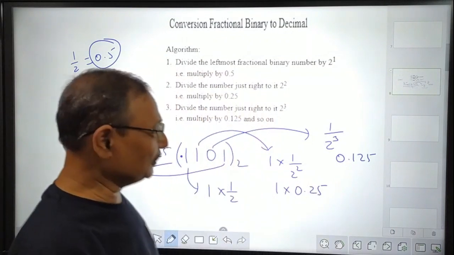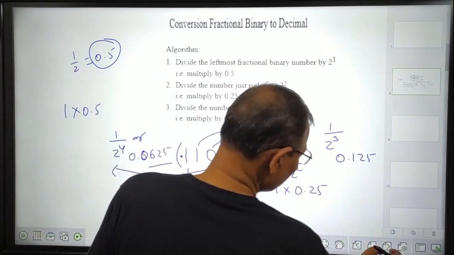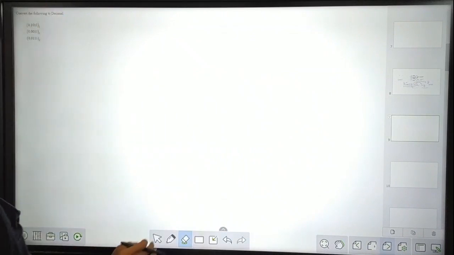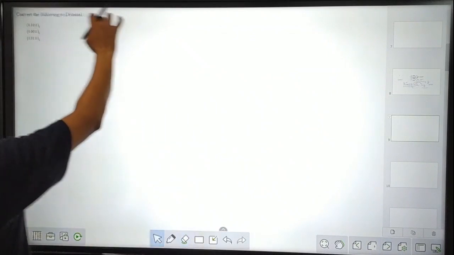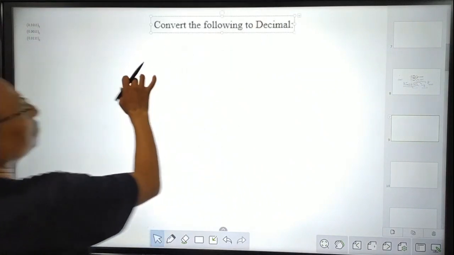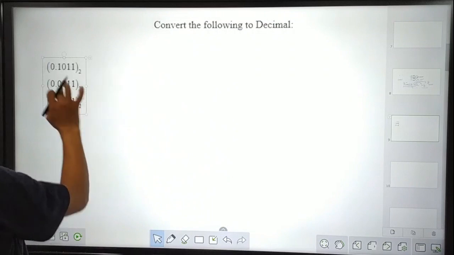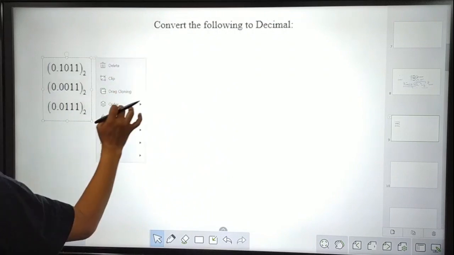For that we are picking some examples. Suppose that we have examples like this. Convert the following to the decimal system. We are taking some examples for that.